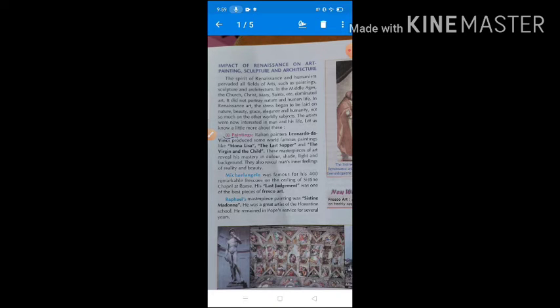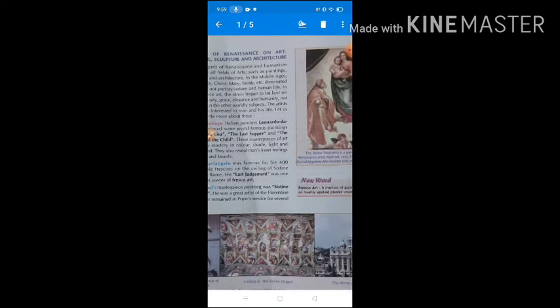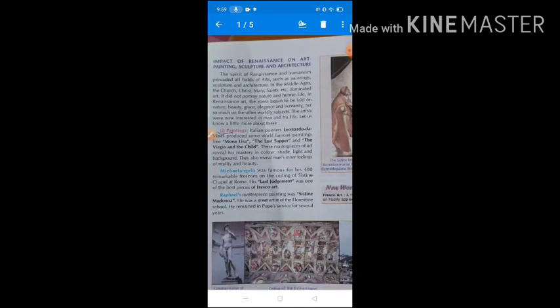And then today we again see, after the Renaissance, what impact it had on painting, art and architecture. So dear students, see the paragraph first.